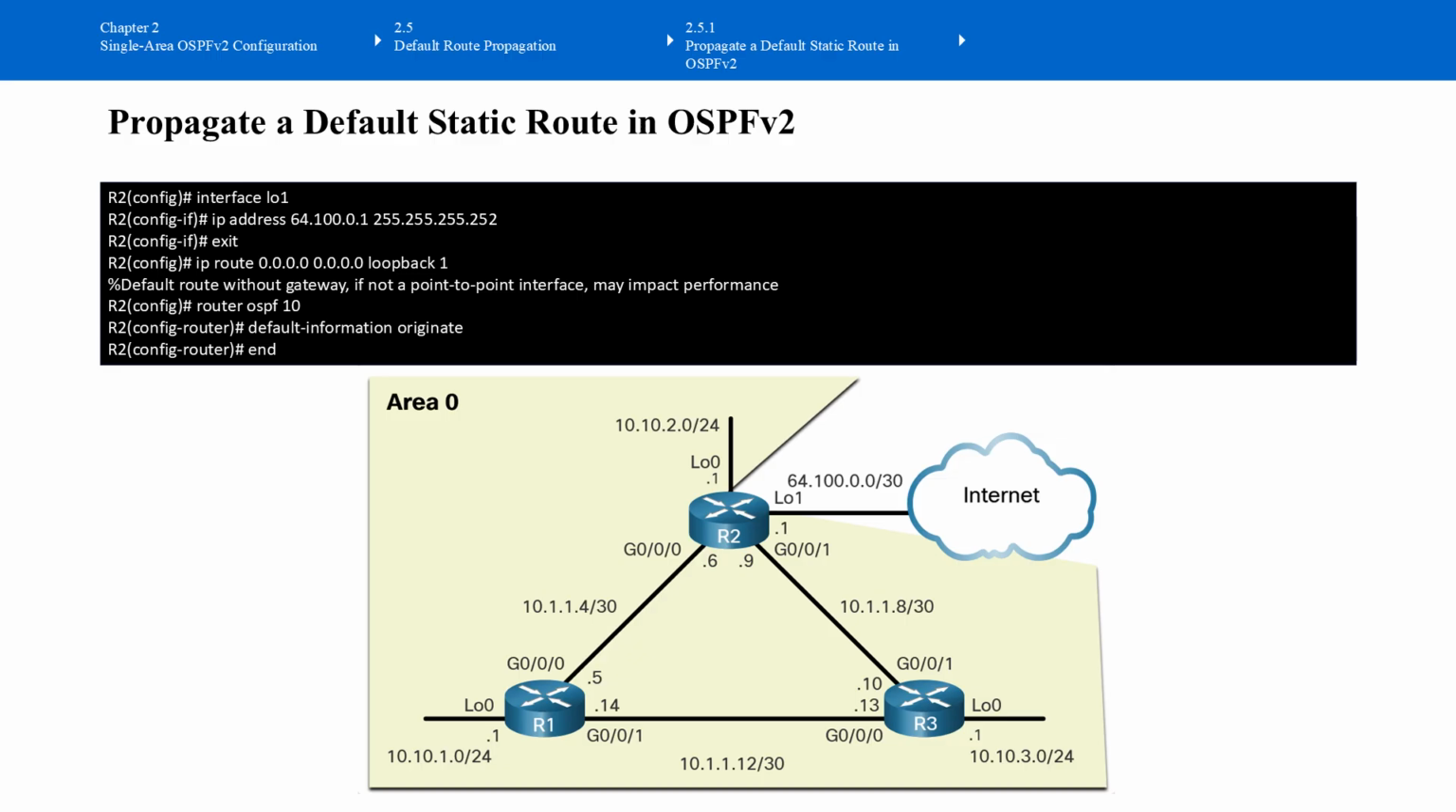Finally, under OSPF process 10, in the global config mode for R2, you enter router ospf 10. And in the router config mode, enter default-information originate. This tells R2 to advertise the default route into OSPF. Now, R1 and R3 can learn the 0.0.0.0/0 route, which points to R2 and then reaches the Internet.